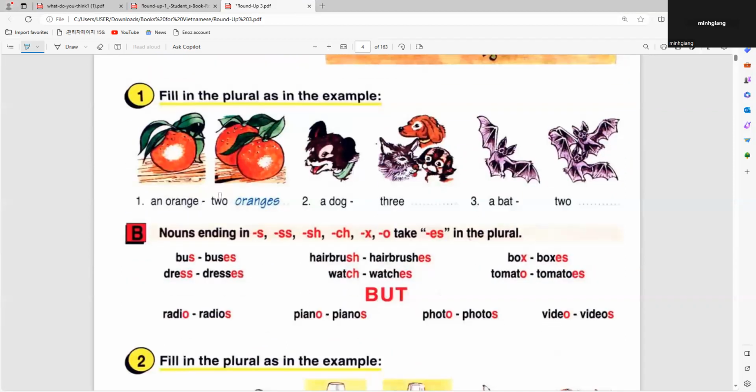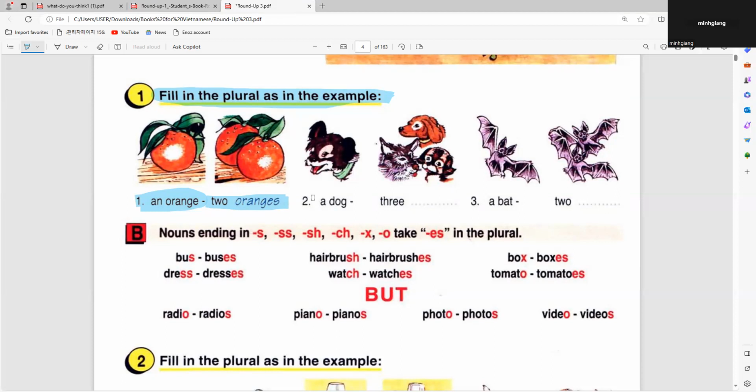Okay, so let's have now our activity. Are you ready? Okay, so let's have number one. Please read our instruction. Fill in the plural as in the example. Okay, number one. Only one, you will say an orange. How about two? Two oranges. Yes, only one, that is an orange. Two, that is two oranges.